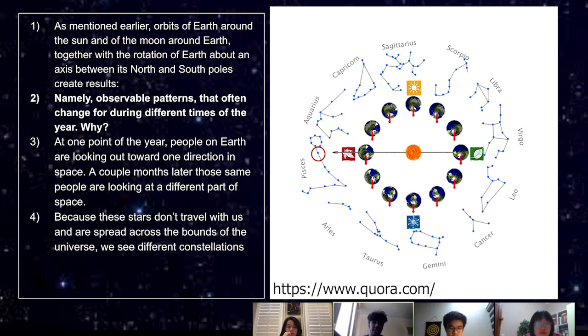At one point of the year, people on Earth are looking out toward one direction in space. A couple months later, those same people are looking at a different part of space. Because these stars don't travel with us and are spread across the bounds of the universe, we see different constellations at different times because it's only the Earth that's rotating on its own axis.